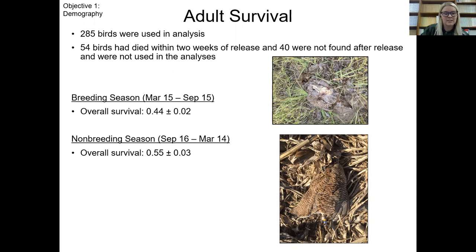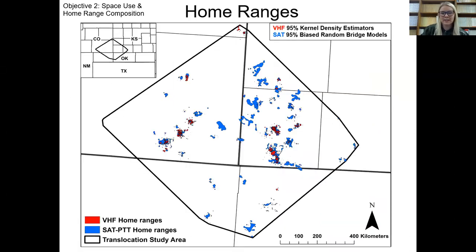And then during the non-breeding season, which we delineated as September 16th to March 14th, we had an overall survival of 55%. For our home ranges, you can just see here the sheer size of our study area. This is actually after dispersal. We had many birds dispersing very, very far, up to 400 kilometers and circling back.